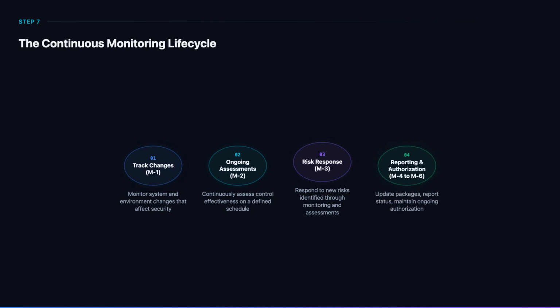Tasks M4 through M6 keep the authorization current. M4 updates the authorization package with new findings and changes. M5 reports the security and privacy posture to leadership and stakeholders. M6 maintains ongoing authorization by ensuring the authorizing official has current information to make continued risk-based decisions. This eliminates the need for full reauthorization when the system's risk profile hasn't fundamentally changed.